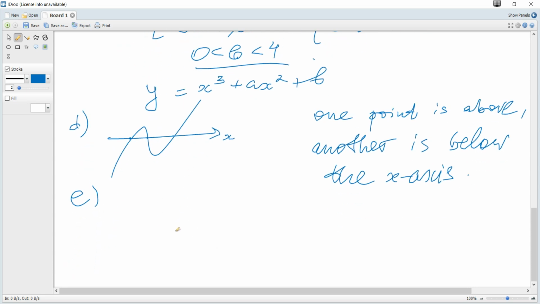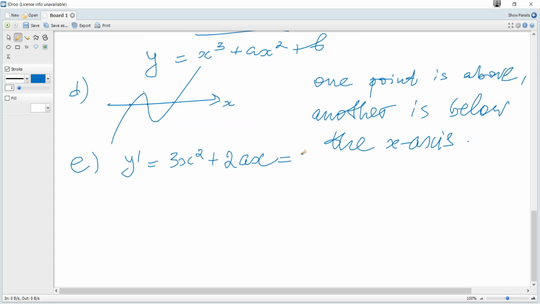Part E: show that the curve has a point of zero gradient at P is (0, b) and a point of zero gradient at Q is (negative 2a over 3, 4 over 27 a cubed plus b). 5 marks. So points of zero gradient are our local maximum and minimum points. So we need for that, again, the derivative, which is 3x squared plus 2ax, and it is 0, so it becomes x(3x plus 2a) is 0, so x is 0 and x is negative 2a over 3.